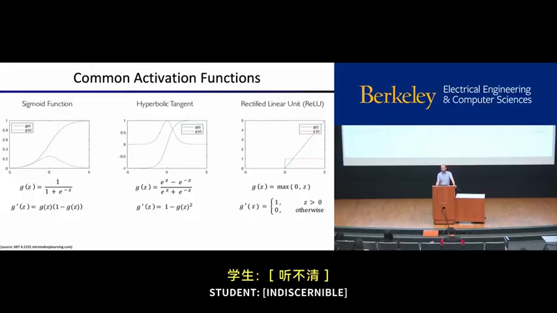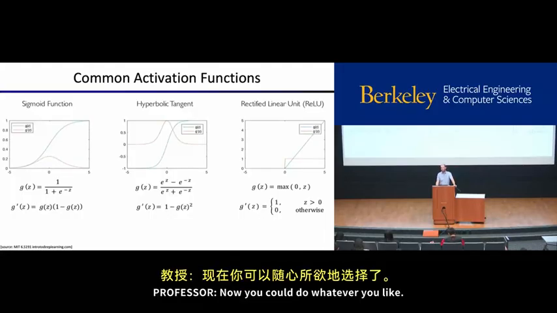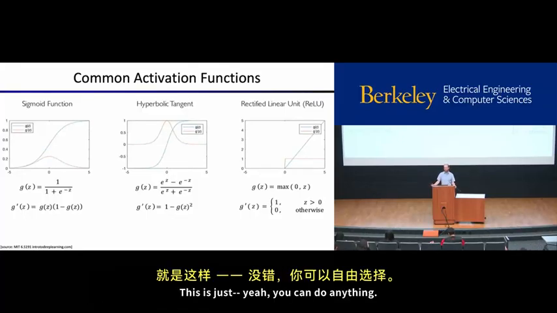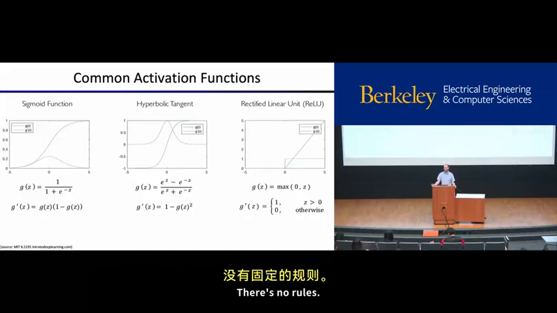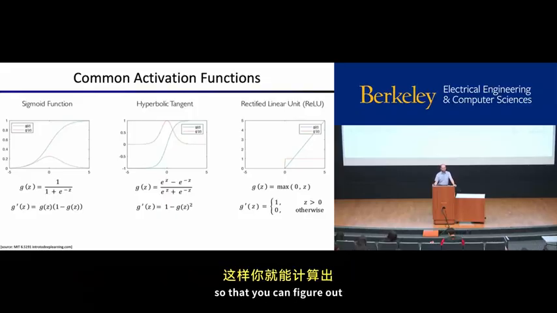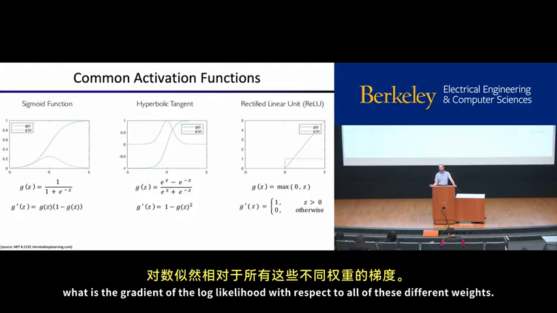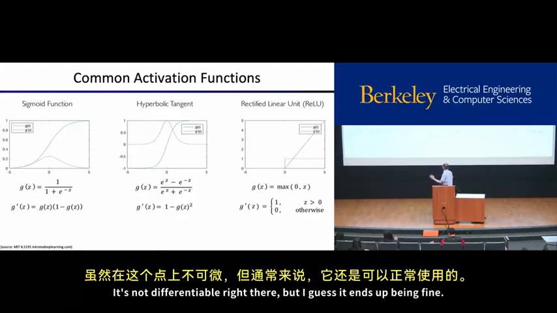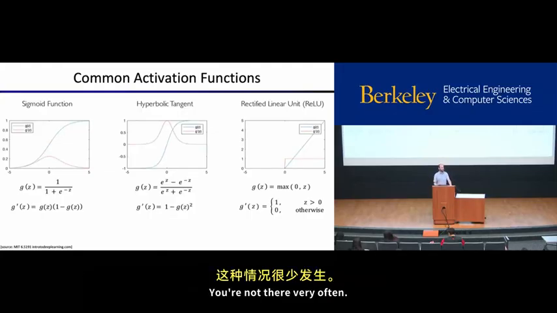No, you could do whatever you like. Yeah, you could. I mean, different neurons in the same layer could have different activations. Yeah, you can do anything. There's no rules. It's nice to have, I mean, you want things to be differentiable at the end, so that you can figure out what is the gradient of the log likelihood with respect to all of these different weights. This one is almost always differentiable. It's not differentiable right there, but I guess it ends up being fine. You're not there very often.